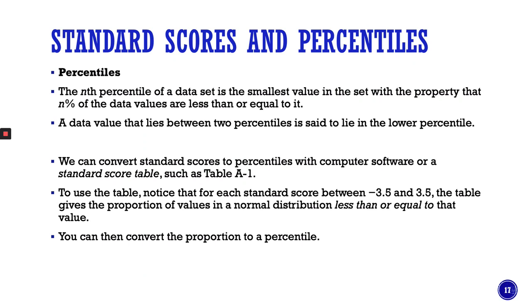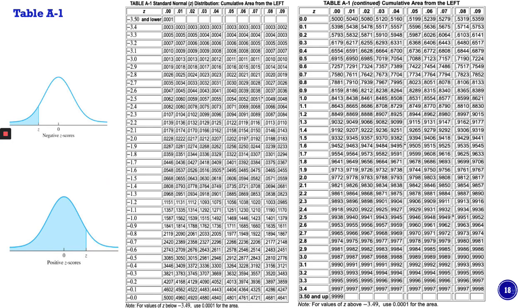To use the table, notice that for each standard score between -3.5 and 3.5, the table gives the proportion of values in a normal distribution less than or equal to that value. So you can then convert the proportion to a percentile. So here are the scores. We've got negative scores that are here and the positive scores that are here. This is the negatives and this is the positives. So this is what the tables look like. So you can use these to find them.